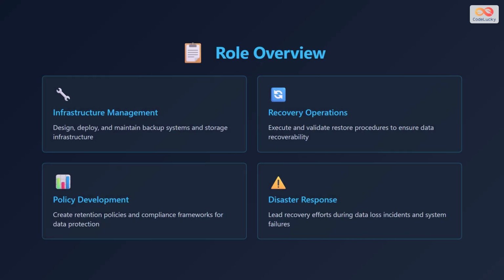A backup administrator has four main responsibilities. First, they manage infrastructure by designing, deploying, and maintaining backup systems and storage infrastructure. Second, they handle recovery operations by executing and validating restore procedures to ensure data can be recovered when needed. Third, they develop policies by creating retention policies and compliance frameworks for data protection. Fourth, they lead disaster response efforts by coordinating recovery when data loss incidents or system failures occur.